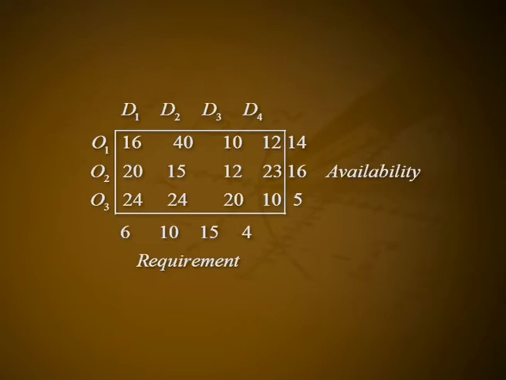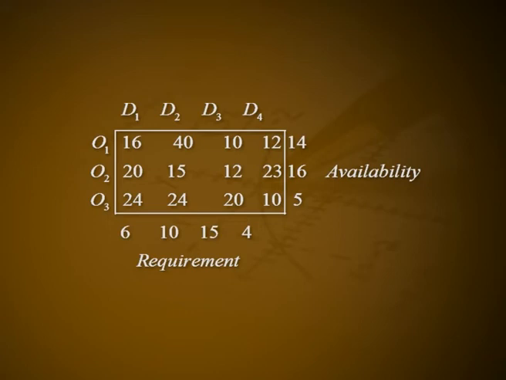For example, consider the following transportation table, which gives the profit obtained by transporting an item from a source to a destination. Destinations are D1, D2, D3, D4; origins are O1, O2, O3. The values from O1 are 16, 40, 10, 12; from O2 are 20, 15, 12, 23; and from O3 are 24, 24, 20 and 10.